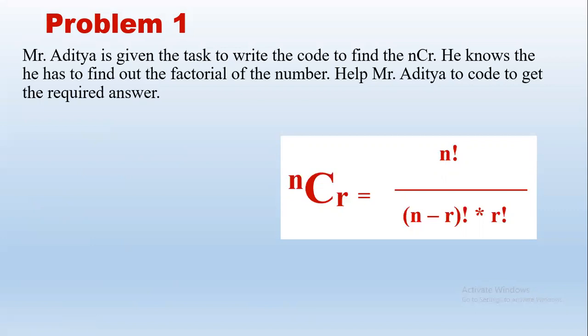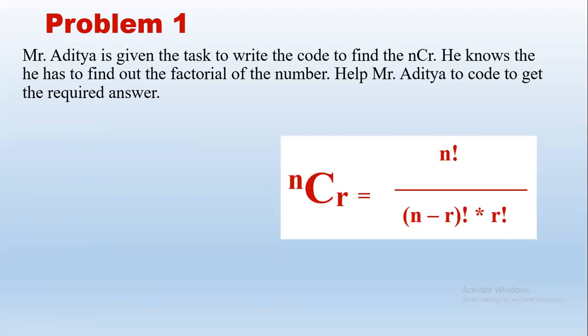How can we implement this? To implement, first we have to find n factorial, then we have to find n minus r factorial, and also we have to find r factorial. Now after doing this, say we store them in different variables and we apply the formula n factorial by n minus r factorial into r factorial. We will get the required result NCR. Let us see the same.